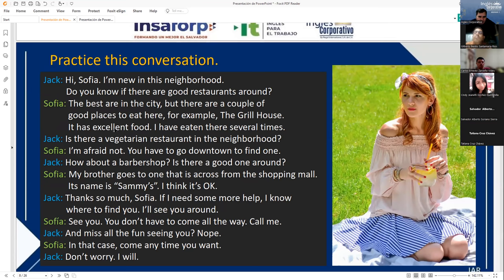Okay, neighborhood, restaurant, good places to eat, here, excellent, several times, vegetarian, downtown, I'm afraid not, me temo que no, I'm afraid not. Around.